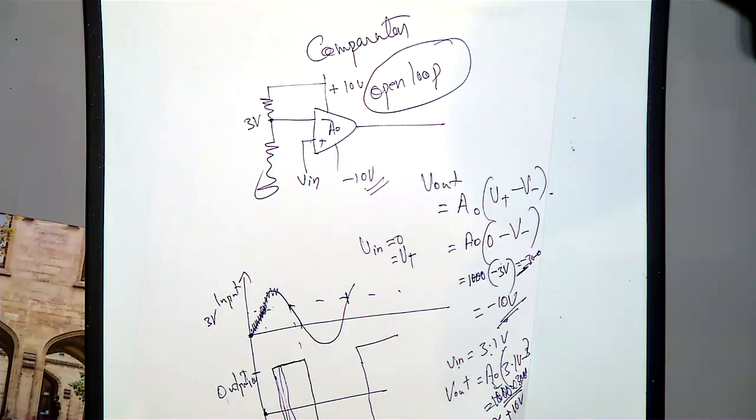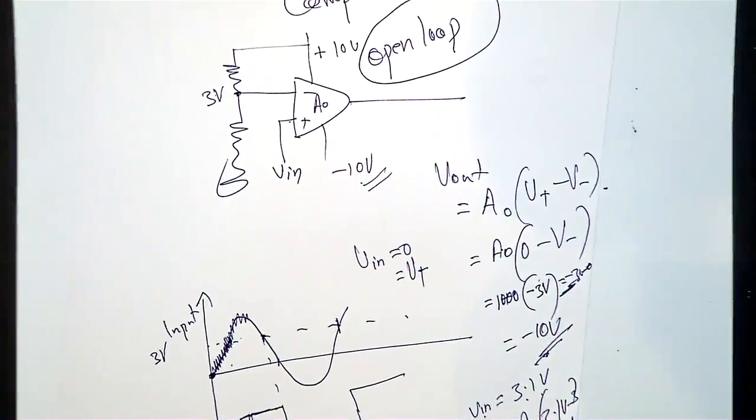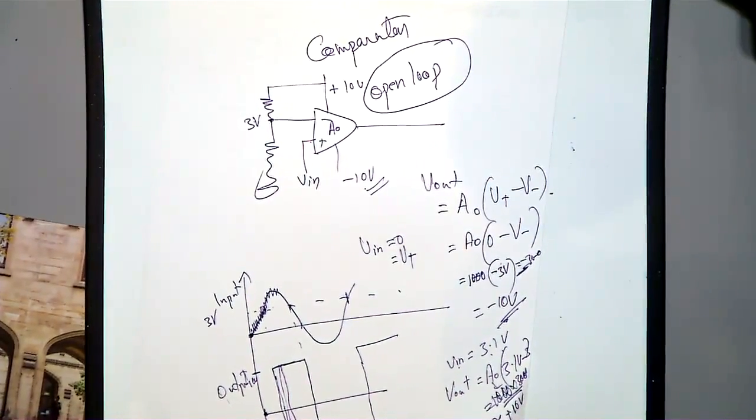So what will you think? Then they said, oh, you have to redesign the circuit because the comparator alone is not sufficient. So how will you solve this issue?